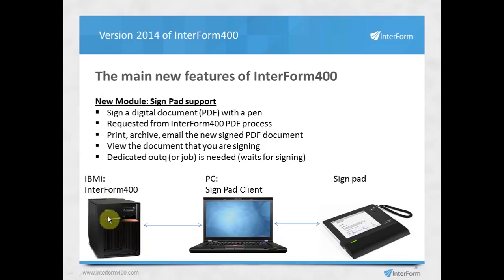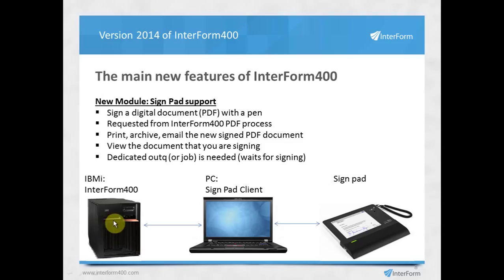So Interform400 is able to create the original PDF file, of course. We move that on to a PC where we have this signpad client installed, and the signpad here is connected to the PC via USB. You see the document that you're signing with a designated area for your signature. You sign, and the signed PDF file goes back into Interform, where you can set up rules if you want to print, archive or email, or all three, of course, of this new signed PDF file.